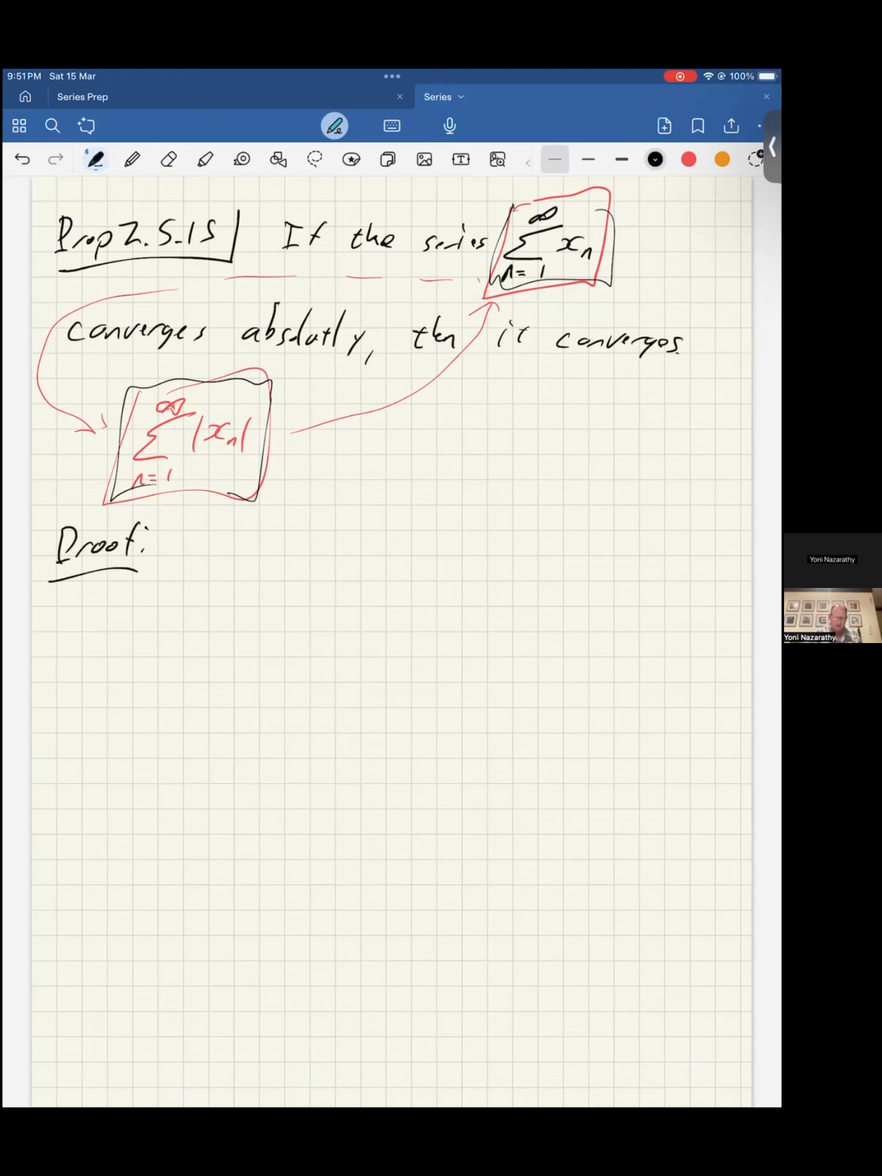So first of all, we'll say a series is convergent if and only if it's a Cauchy series, right? If the Cauchy criterion holds. So let's assume now that the series converges absolutely. What does it mean that the series converges absolutely? It does not mean that the Cauchy criterion holds for this thing. It means that the Cauchy criterion holds for this thing, right?